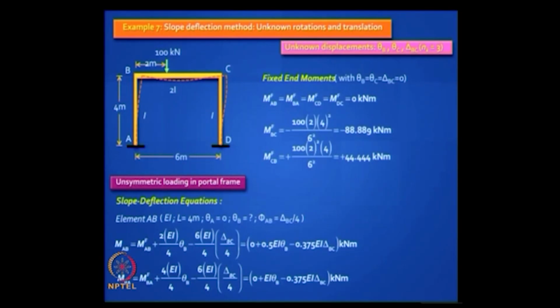So let us demonstrate for AB. Do you agree with this? MAB is MFAB plus 4 EI by L of theta A, which is gone because theta A is 0. So you are left with 2 EI by L of theta B minus 6 EI by L into phi. Phi is delta by 4. Is it clear? Likewise, you can write for MBA. MBA will be MFBA plus 4 EI by L theta B minus 6 EI by L into phi, right. Theta C, where is it?